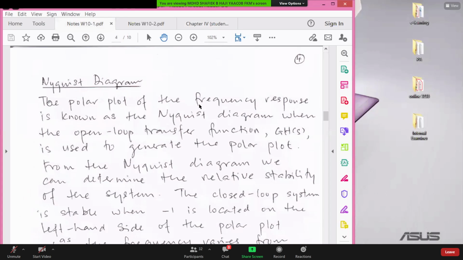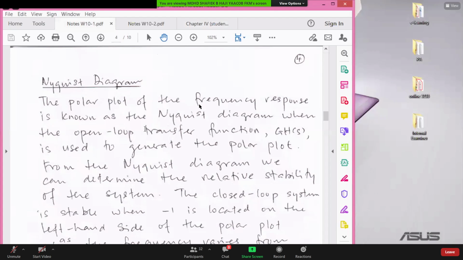But today we are going to talk about the Nyquist diagram. The polar plot of the frequency response function is known as the Nyquist diagram when the open loop transfer function GH of S is used to generate the polar plot. So when we use this open loop transfer function GH of S, the name given to that plot is called the Nyquist diagram. In general, it is just called the polar plot of the frequency response function.